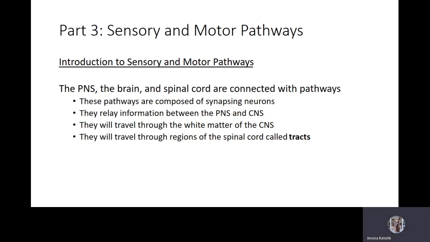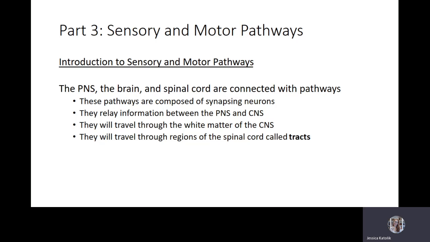To be able to travel through the central nervous system, the axons of these neurons are going to travel through white matter. Remember, white matter is going to be composed of myelinated axons within the central nervous system. So a lot of this information is going to be passing through the white matter, especially through the spinal cord.